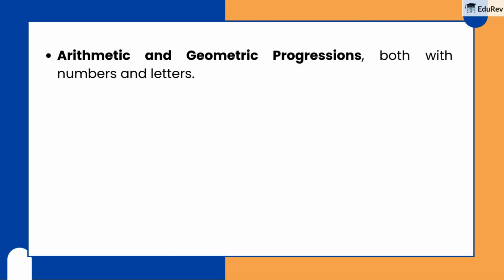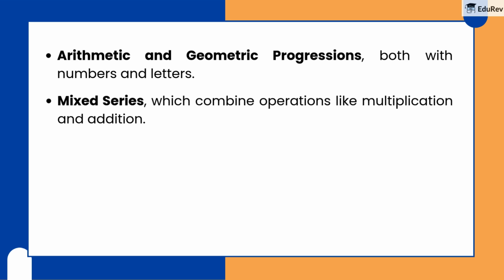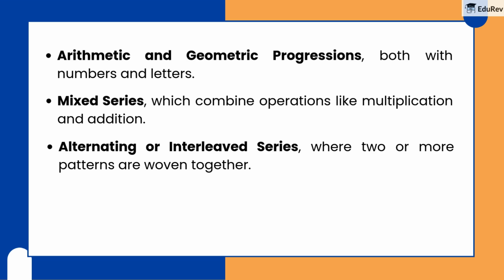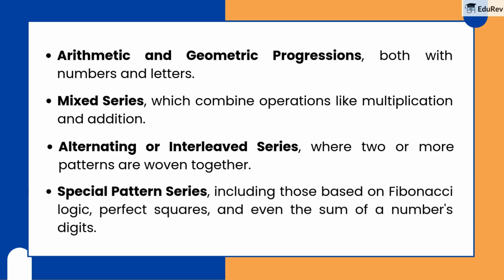Specifically, we'll look at arithmetic and geometric progressions, both with numbers and letters, mixed series, which combine operations like multiplication and addition, alternating or interleaved series, where two or more patterns are woven together, special pattern series, including those based on Fibonacci logic, perfect squares, and even the sum of a number's digits.